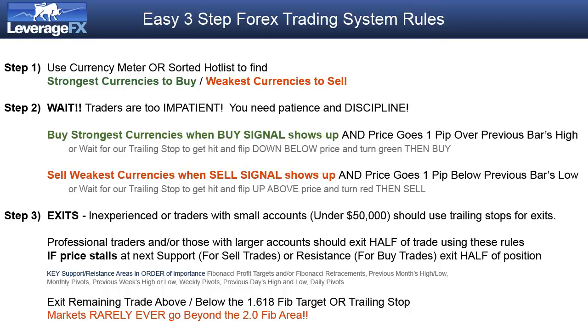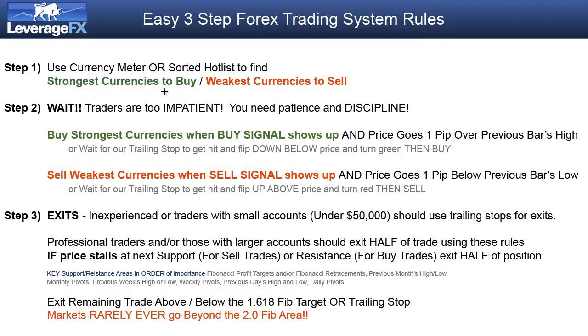Step 2, wait. Too many traders are impatient. They get into trades based on what they think will happen. It doesn't matter what you think. The market's going to do what it's going to do. You're insignificant. I'm insignificant. And most retail traders all added together are insignificant when you're competing against governments and large multi-billion-dollar hedge funds that are moving the markets.